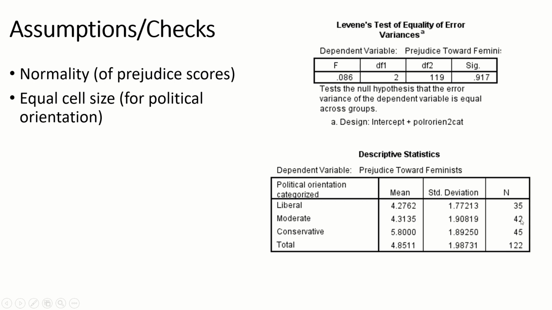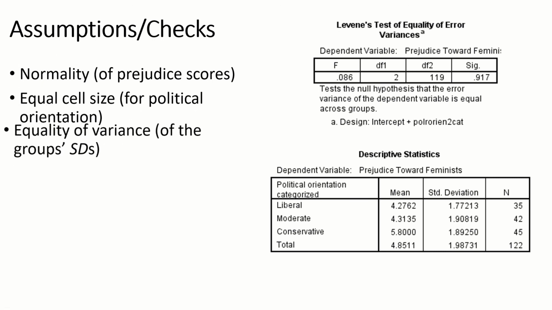I will say that I've already checked the normality of prejudice scores. They look good. And as you can see, we have pretty similar numbers of liberals, moderates, and conservatives in our data set: 35 liberals, 42 moderates, and 45 conservatives. So we meet the equal cell size assumption too.